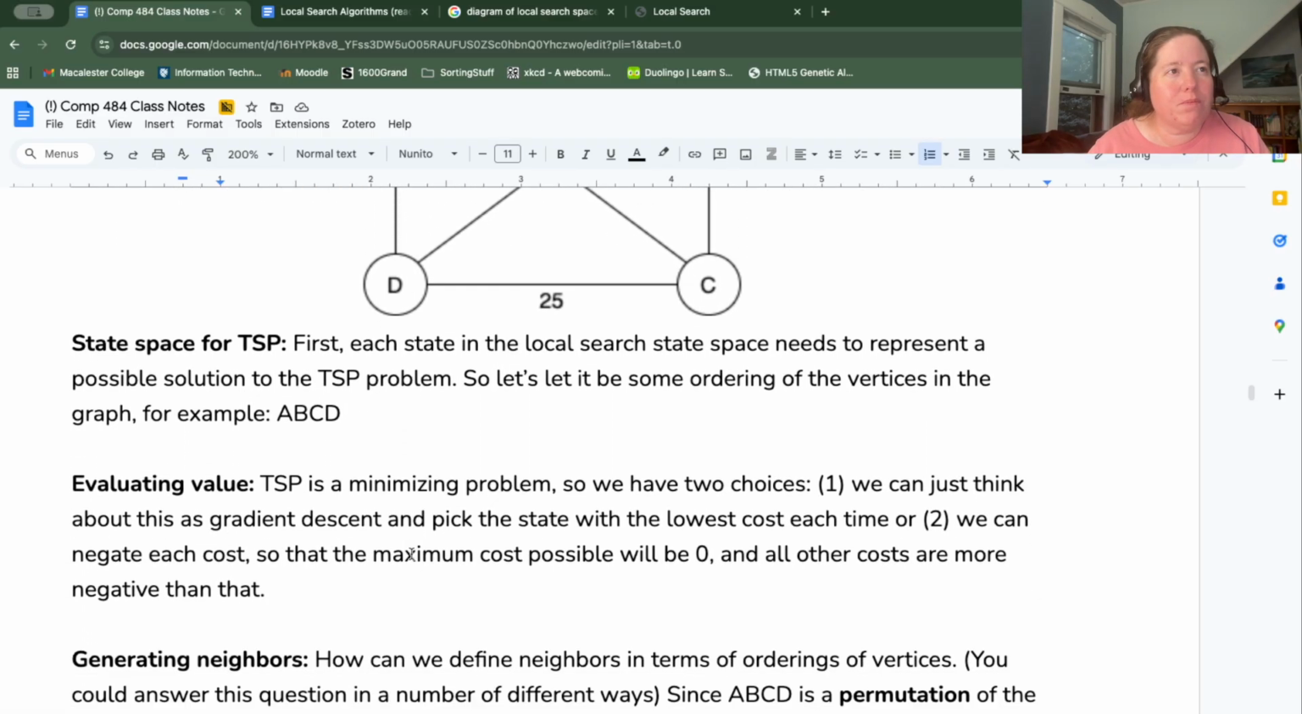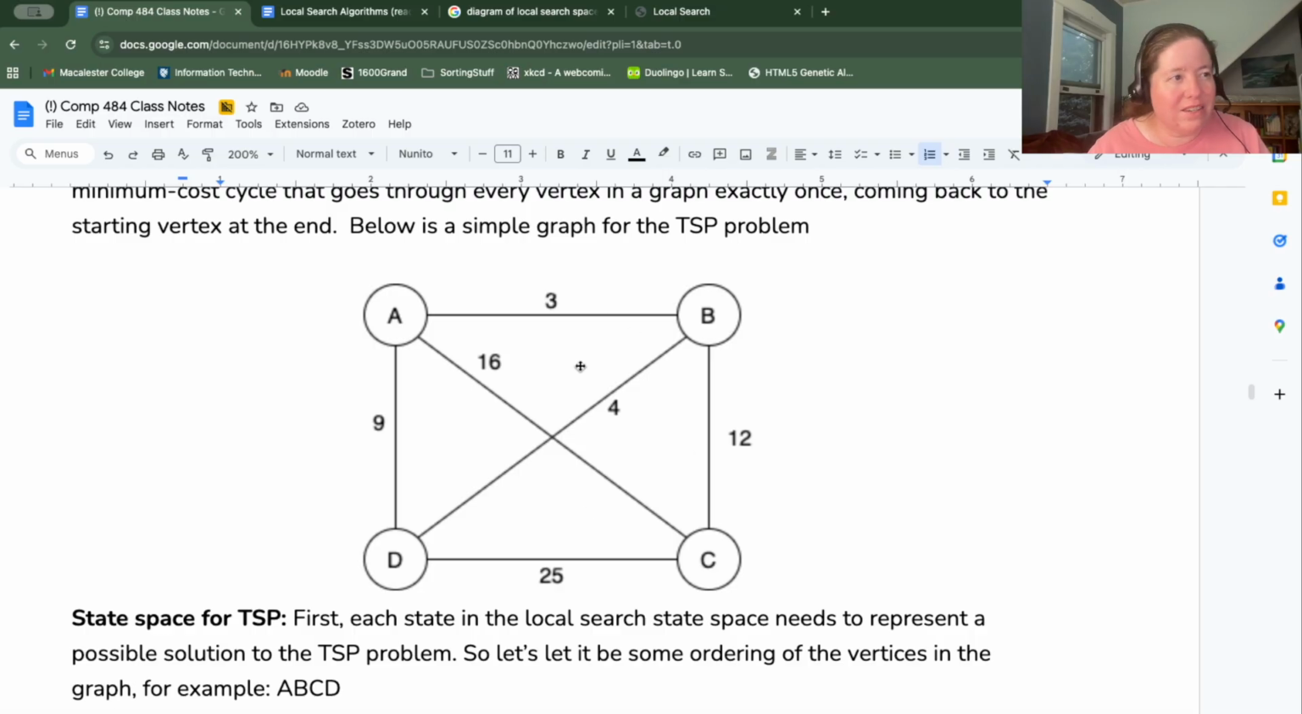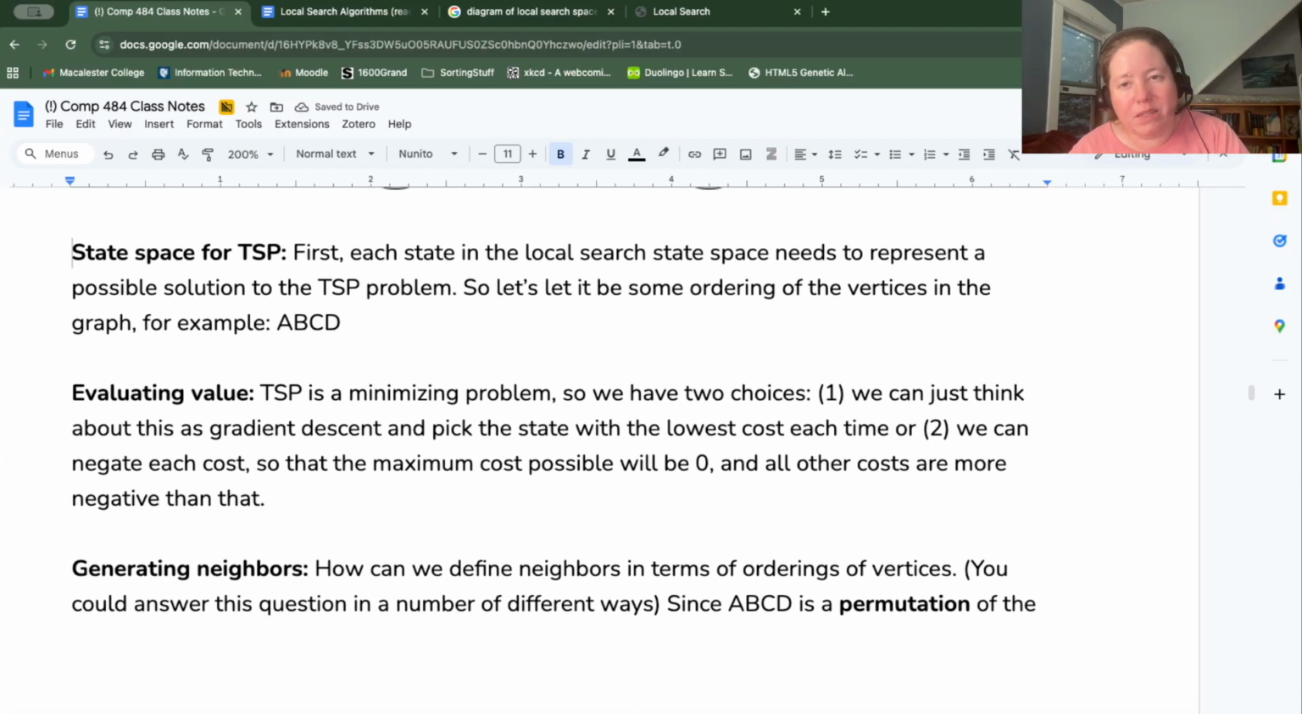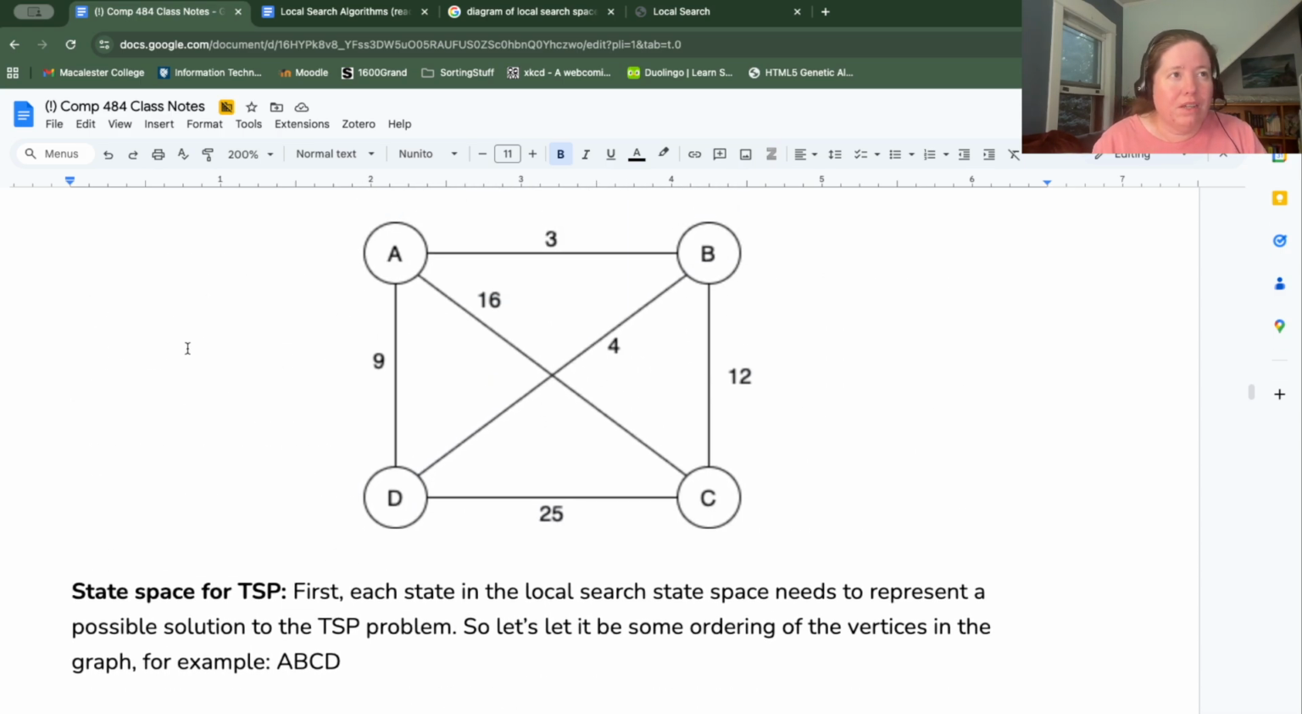So what is our state space? This graph is not our state space. That's not how this works. Each state in the state space, when you have local search, needs to represent a solution. So what we need is some ordering of the vertices, because if you think of the problem, if I go from A to B, I can never revisit B again. So then it's going to be either C, D, A or D, C, A, right? We only have those two choices.